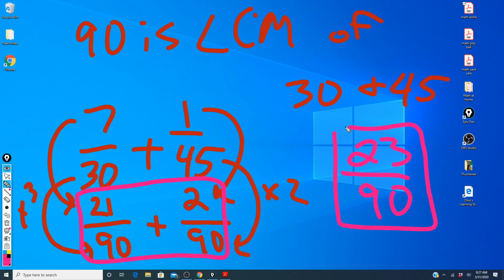And that, I believe, is your fully reduced answer. That's your fully reduced answer. That is least common multiple in a nutshell.